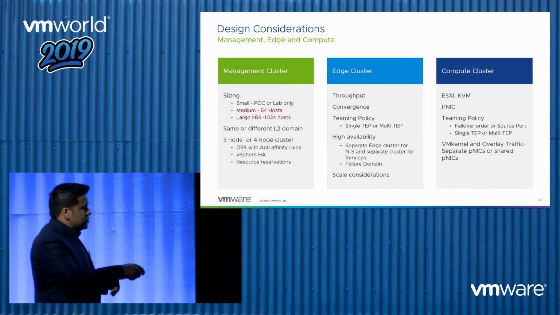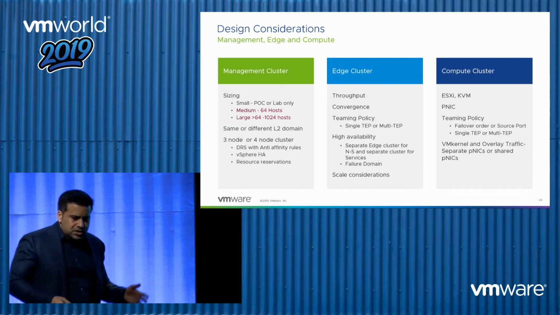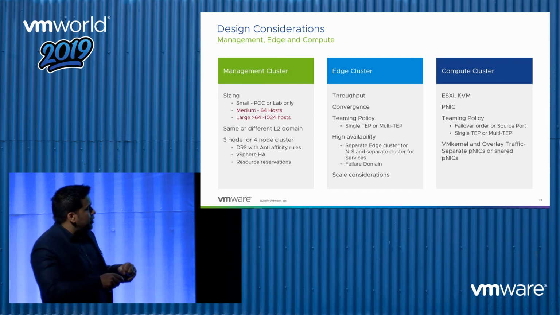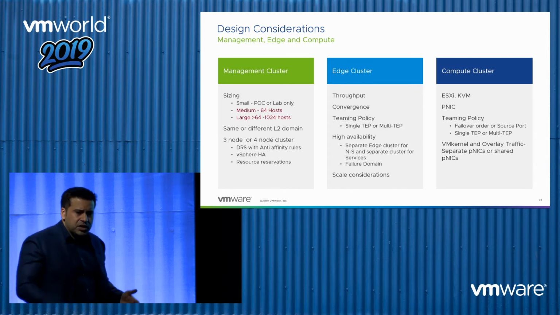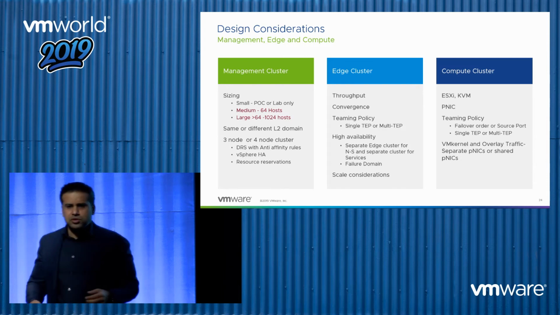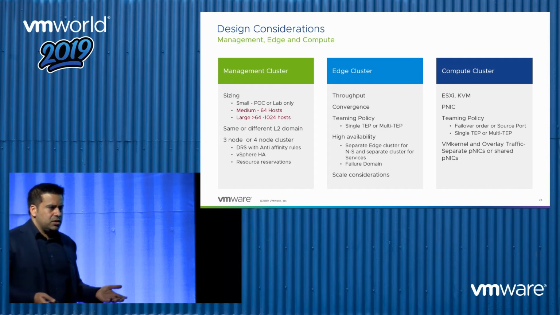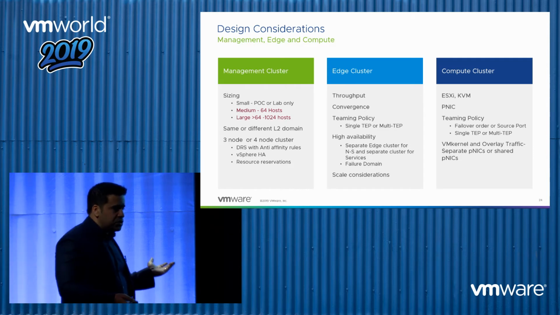High availability. Should you have different edge clusters and failure domains? I'll talk about this in detail. And what should you think about for the compute cluster? How many PNICs you have? What is the teaming policy that you're choosing? Failover order or source port? And where should your VM kernels live? Can they live on NVDS? I showed you, yes.